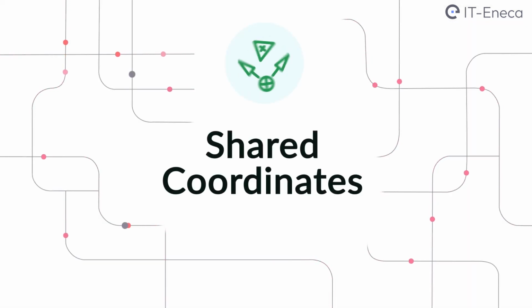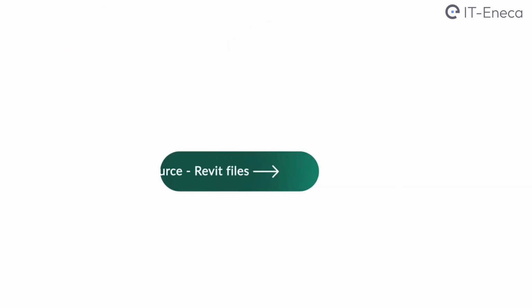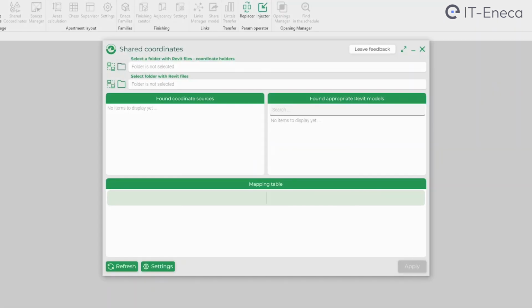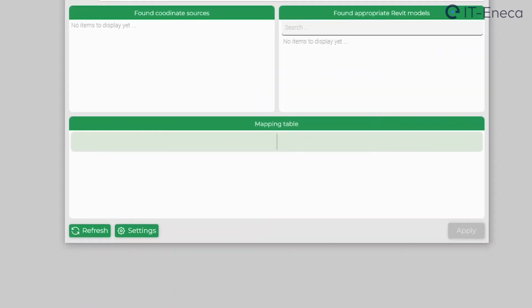Depending on the coordinate source selected in the settings, there are 2 methods to create and set a general coordinate system. Let's take a closer look at them. The first method is when the coordinate source is a Revit file. This method is used when the coordinate system is created manually in the base Revit file.